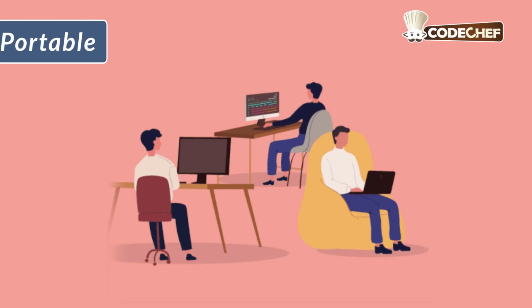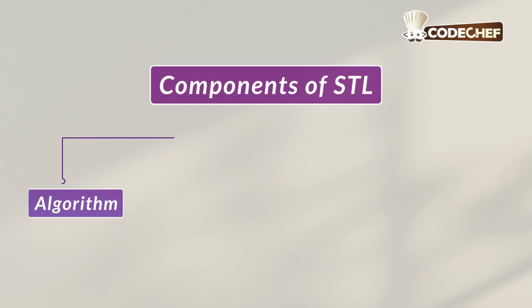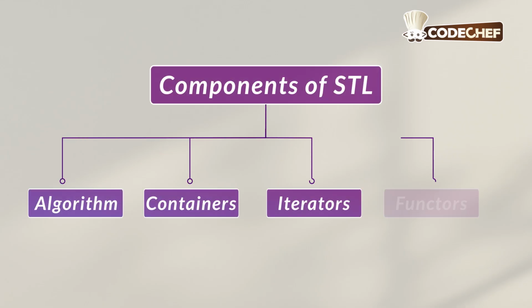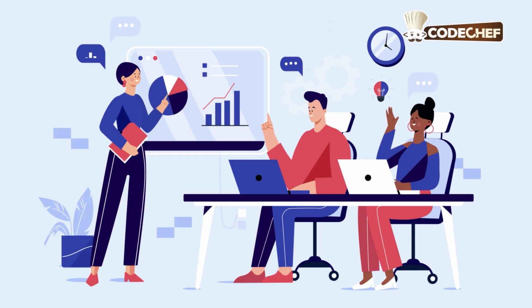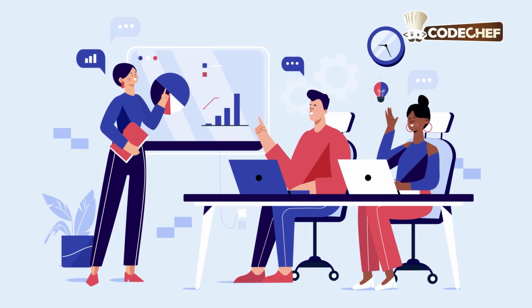Then it's portable, which means C++ code can run on different platforms with little or no change. Next feature is that it has a rich library support. So it offers standard template library with many functions and data structures. Last but not the least, it is extensible, which means we can easily add new features to programs.